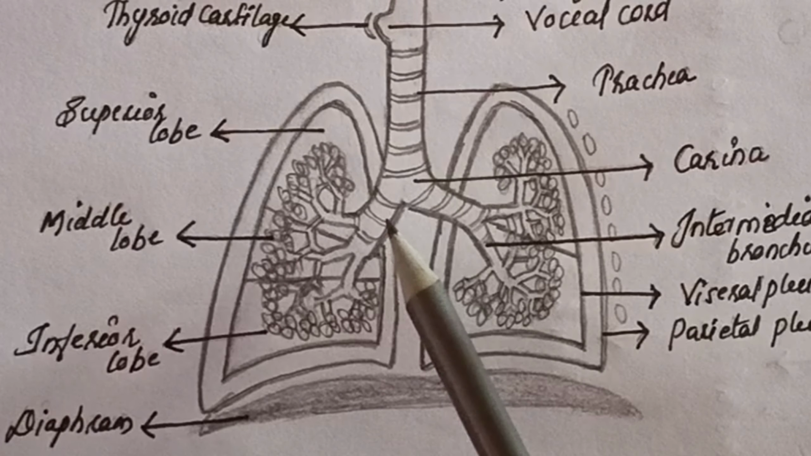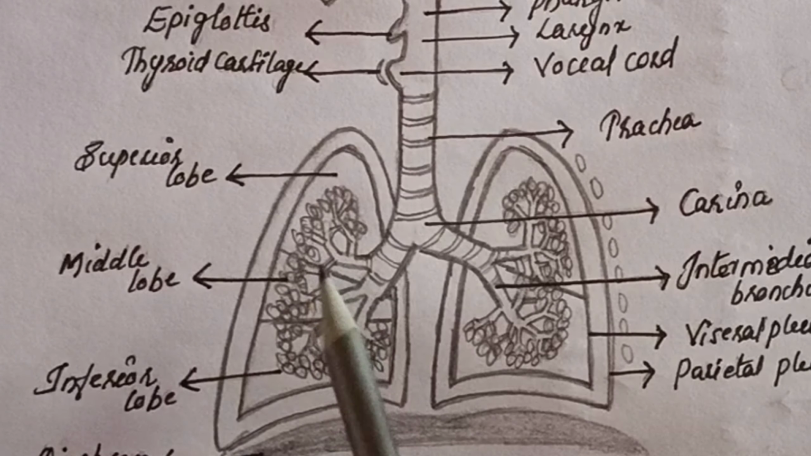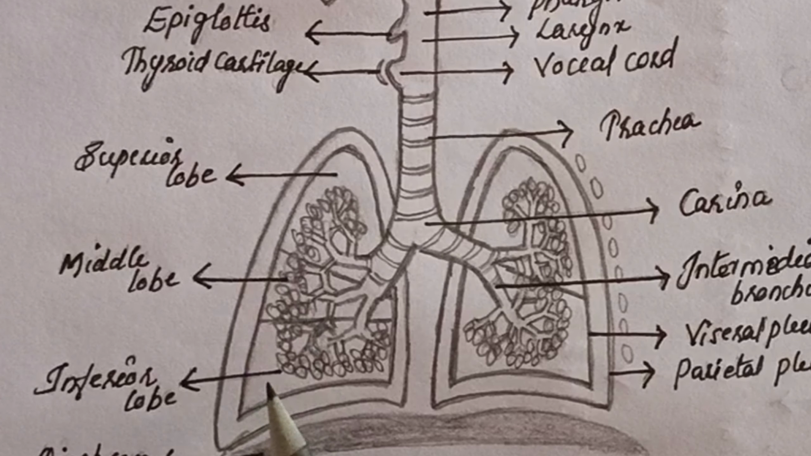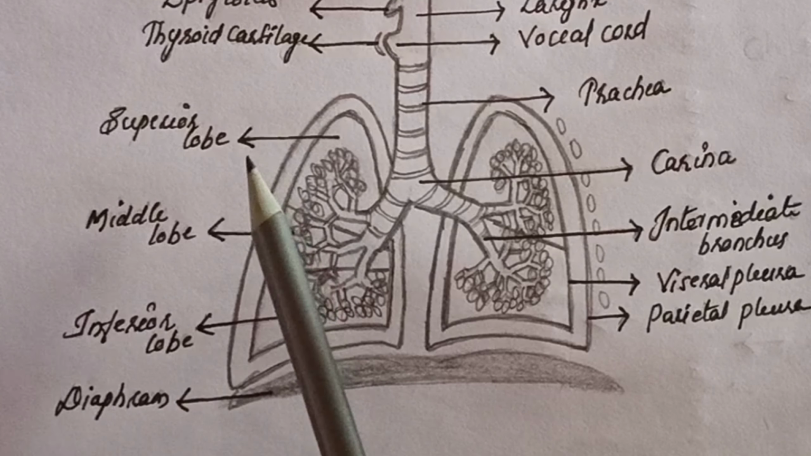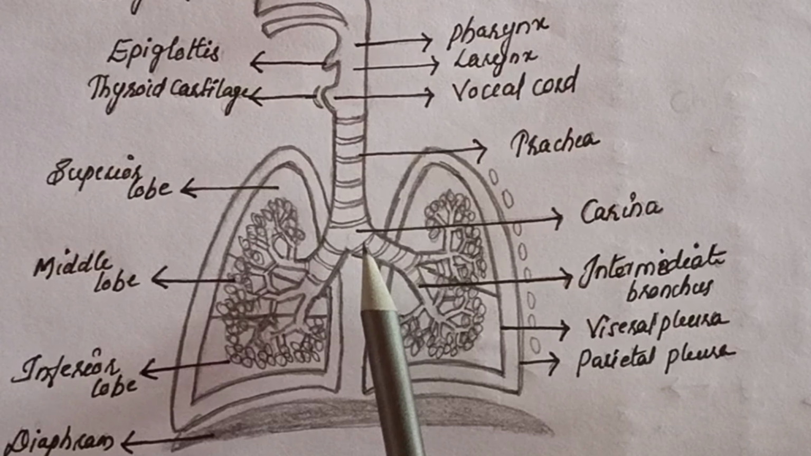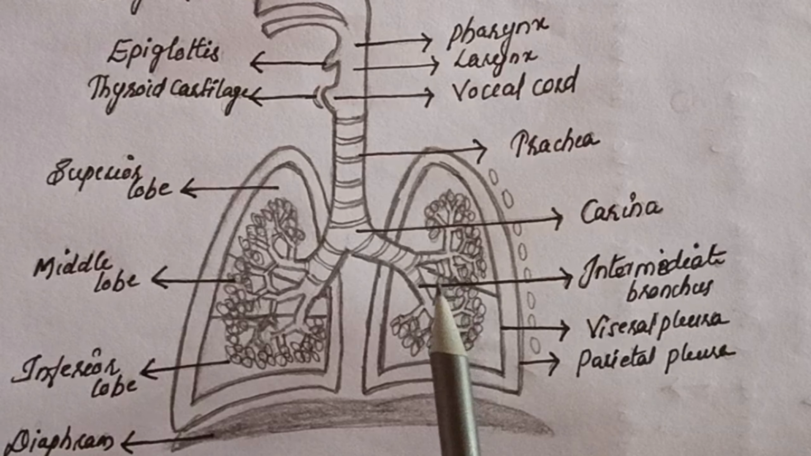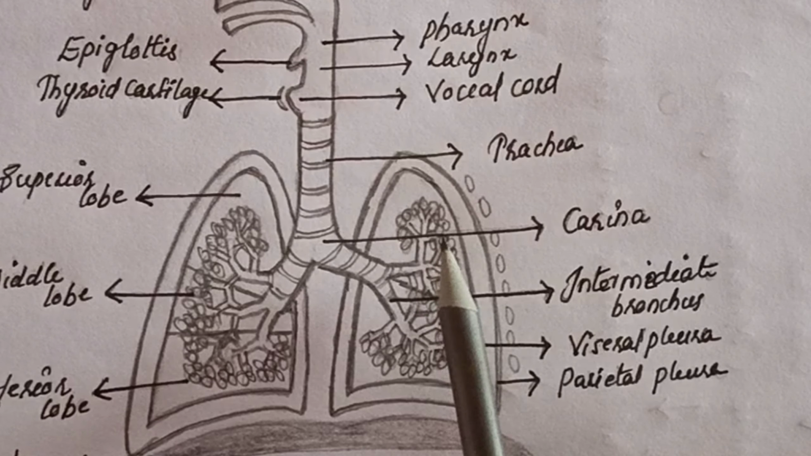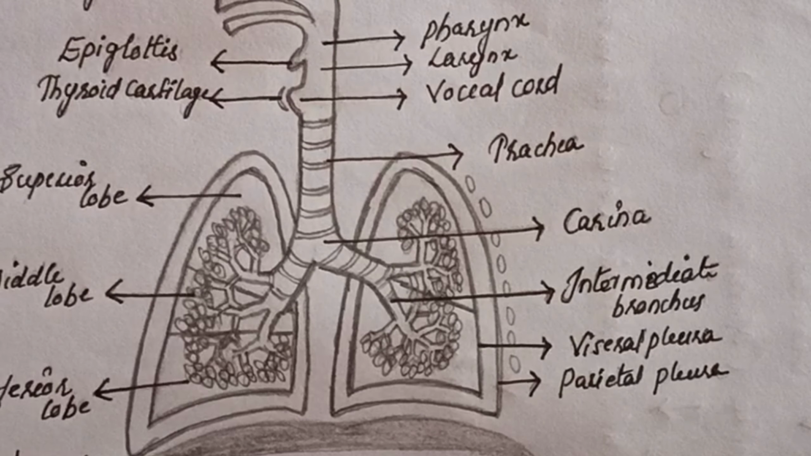Here, the right main bronchus divides into three main branches. It enters into the three main lobes of right lung. In the right lung, we have three main lobes. They are superior lobe, middle lobe and the inferior lobe. Here, the left main bronchus divides into two main branches and enters into the left lung. In the left lung, we have two lobes. They are superior and the inferior lobe.